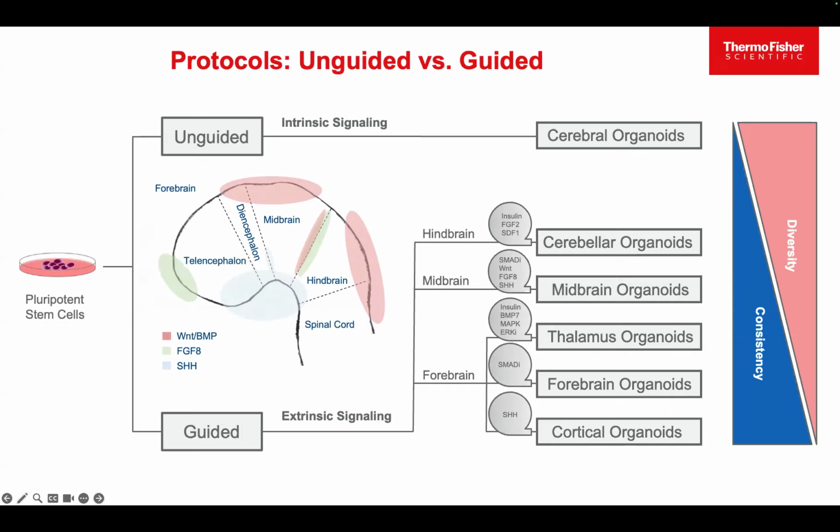Now, last but not least on this slide, both of these approaches obviously have their advantages, as we see on the right here, especially with regards to diversity and consistency of neural organoids.